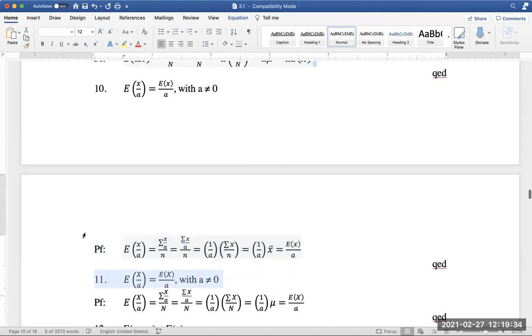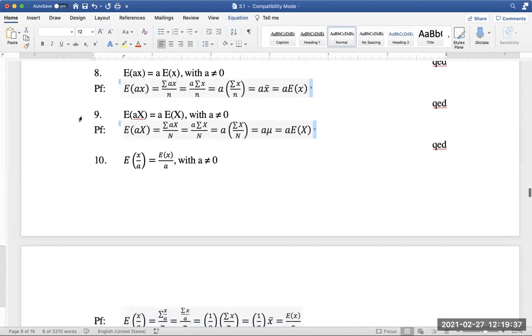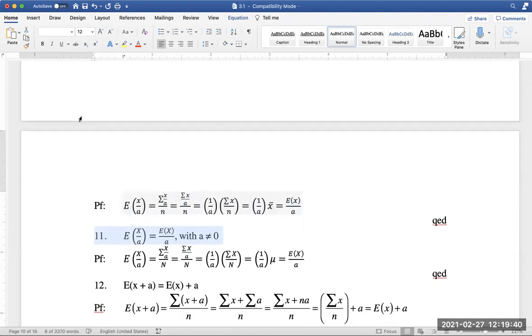Next, again, we already showed this back in property nine, using the fact that division is multiplication by the reciprocal, but let's show this anyway. The expected value of X over a is the sum of x over a, divided by n. By the properties of summation, the sum of x over a divided by n is just the sum of x over n, which is mu. And so this is just mu over a, and that's what I wanted to show.